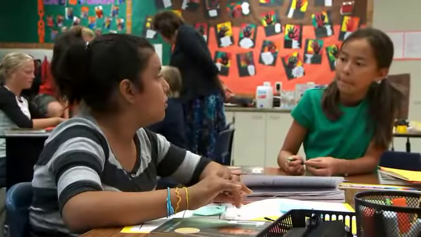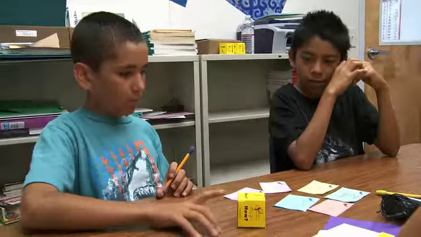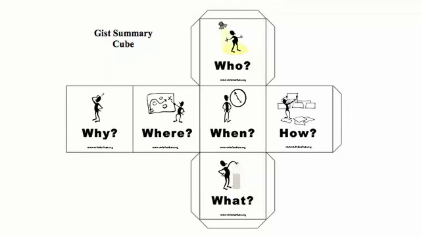In small groups, students discuss and complete getting the gist cards. In order to provide access for various learners, students use the gist summary cube in a small group to preview the content.